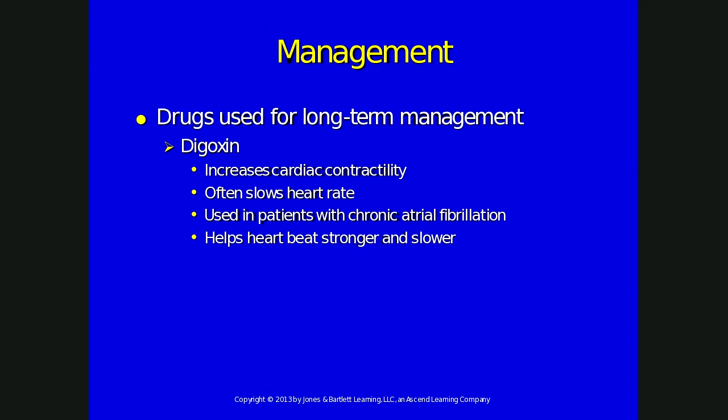Now, digoxin, on the other hand, increases cardiac contractility, but it also slows down the heart rate. So your heart is pumping fewer times a minute, but the pumps are more forceful than before. Dig is one of those medicines that's used in patients who have chronic AFib, and it has a therapeutic index of 1 to 1, which means half the time it'll work, half the time it hurts worse. Your heart is going to beat stronger and slower, so it's not necessarily saving oxygen demand on the cardiac muscle.